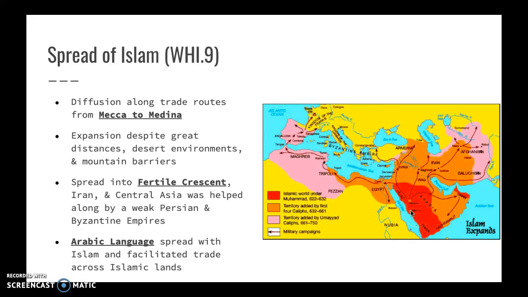It ends up spreading into the Fertile Crescent, which is this area here where Mesopotamia was, and then travels along the Persian and the Byzantine empires. As Islam spreads, the Arabic language also spreads, which is going to be important when we get to the Renaissance, and you see the church scholars translating the Arabic works into Latin.